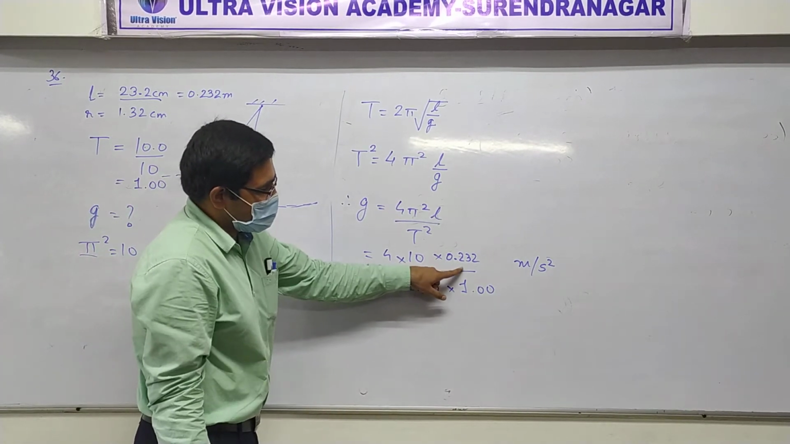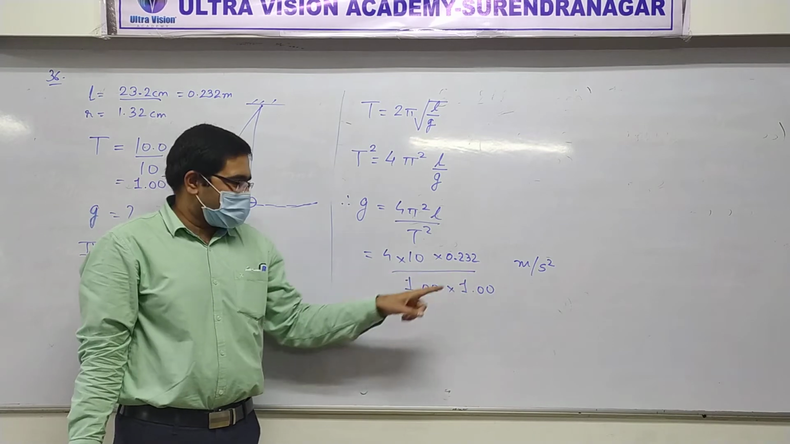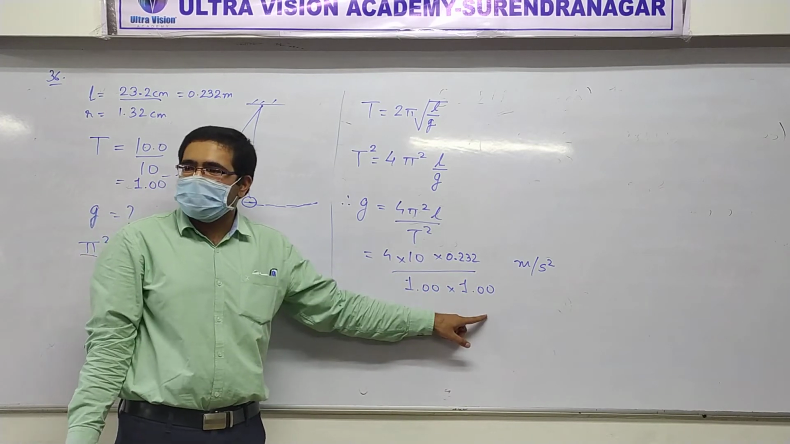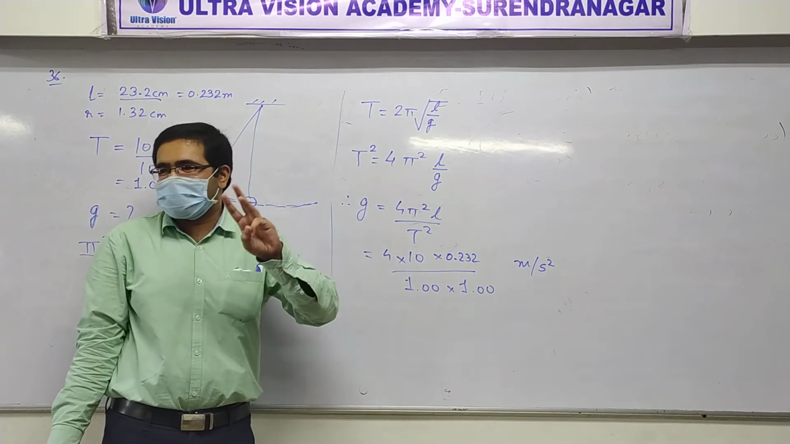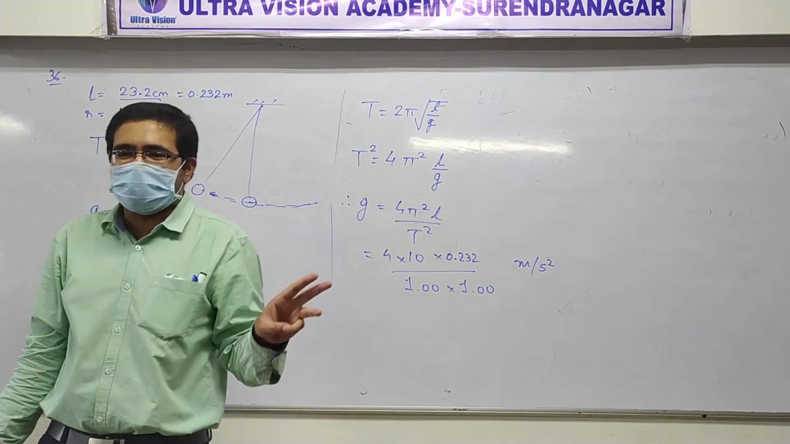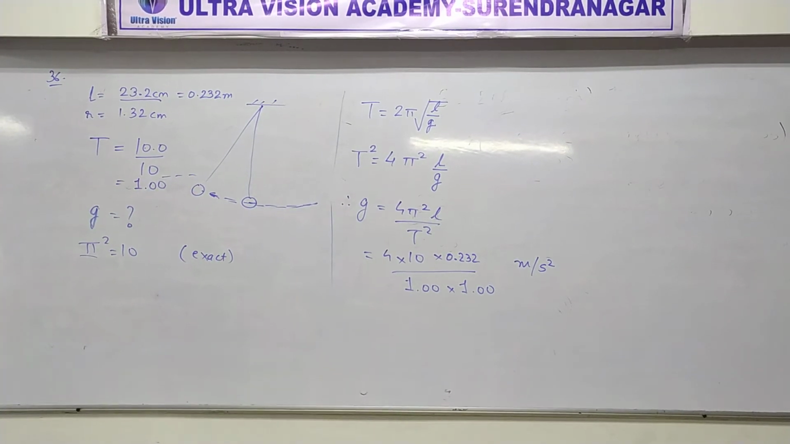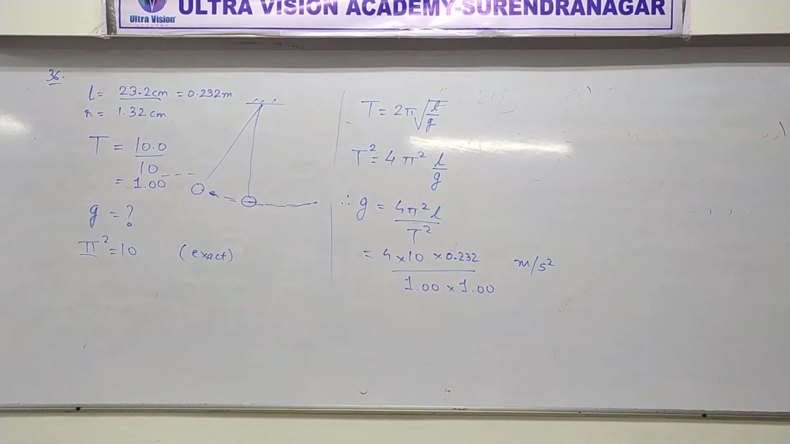4, infinite. 10, infinite. This one, how many significant figures? 3. This one, 3. This one, 3. So what's the minimum? 3. Clear or not? So the answer should have how many significant figures? 3 significant figures. Come on, do it. Multiply and then the answer should have 3 significant figures. Hurry up. Done. Okay, just a minute. Anyone else?